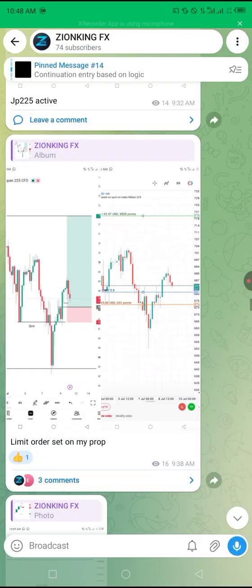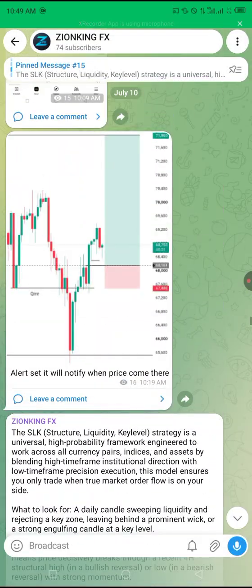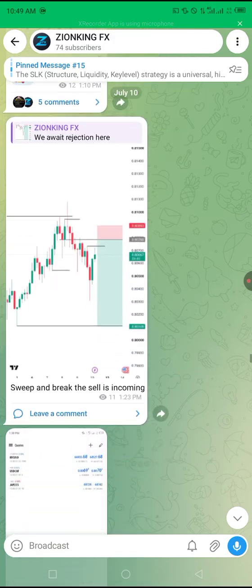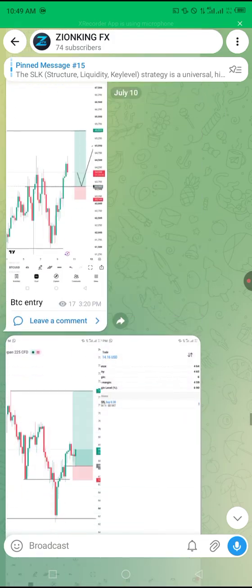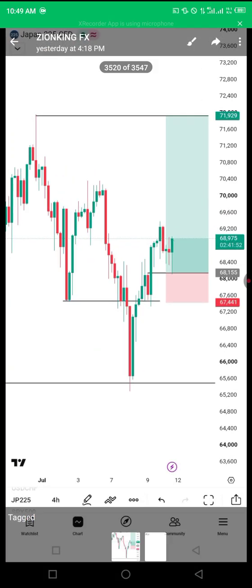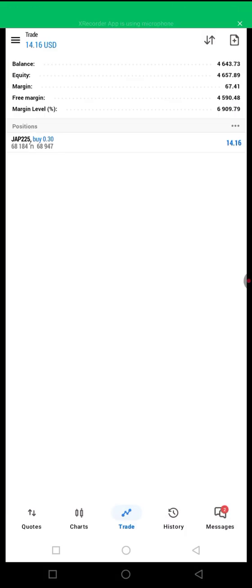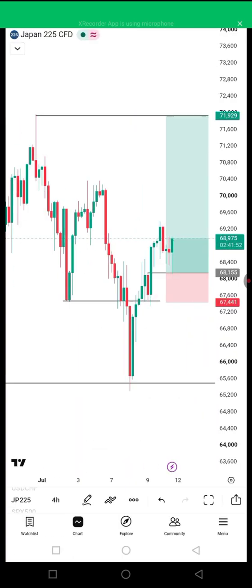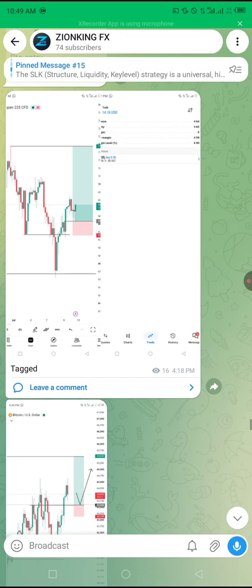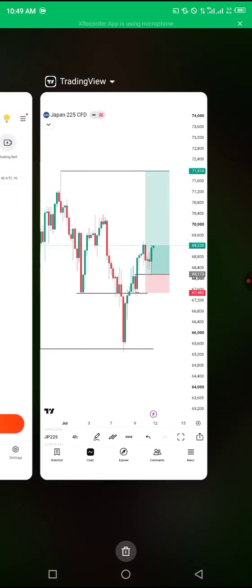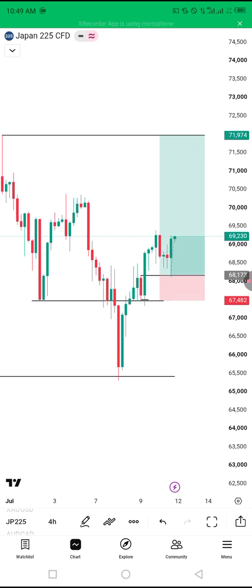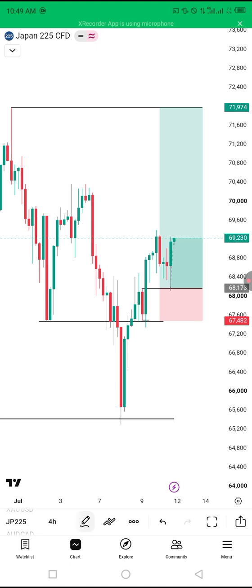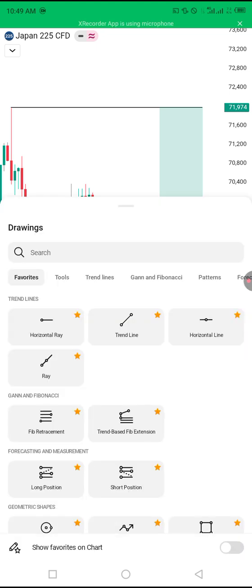So as I said, the limit order mitigates itself. I think at this range, yeah, it mitigates itself. So this is how I curve it. By next week now, I'm expecting this high to be taken out. So just stay tuned to my channel.